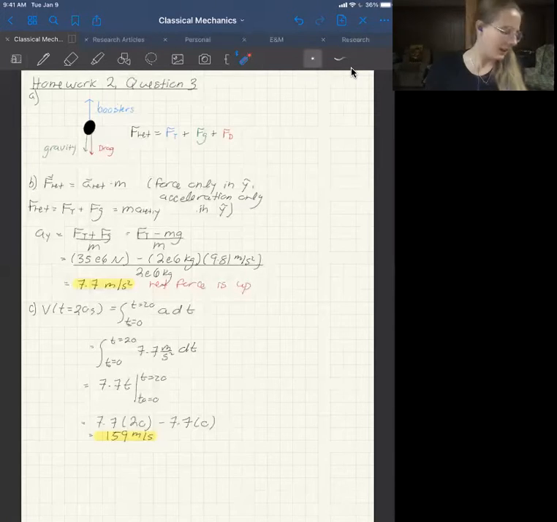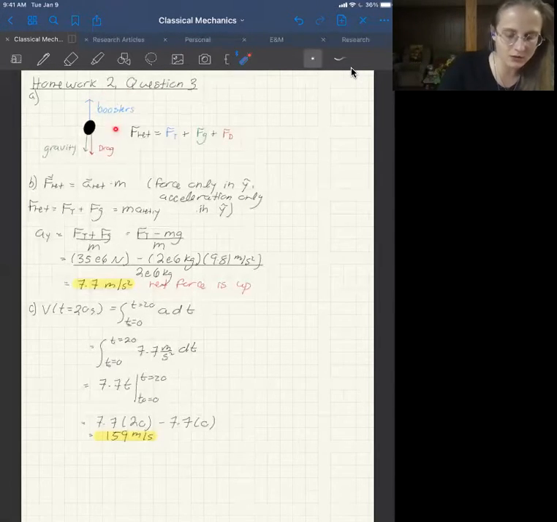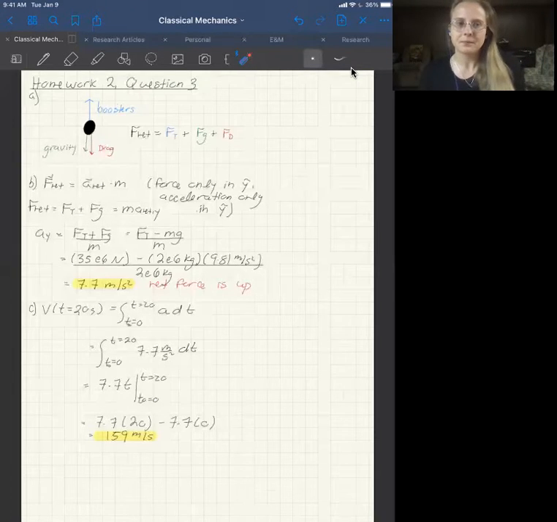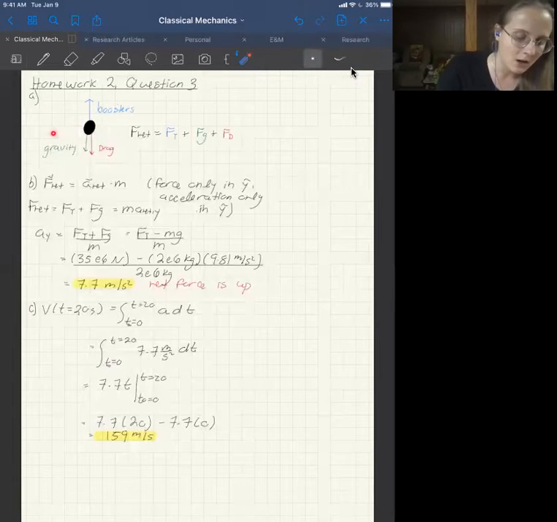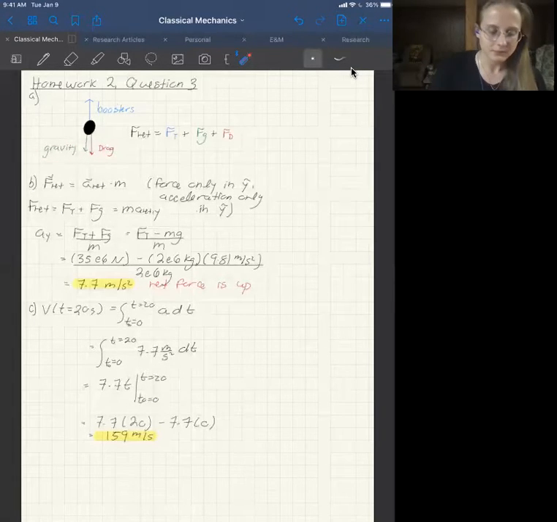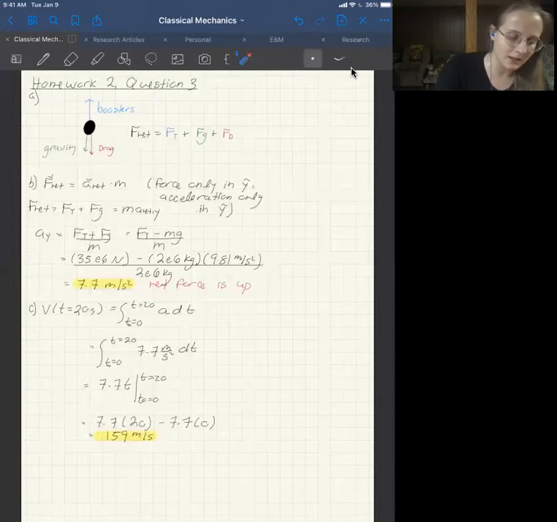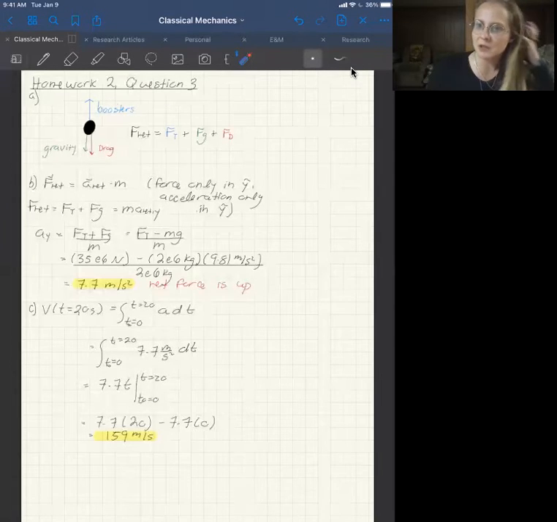The first one, and the only one in the upwards direction, is the force of the boosters, or the force of the thrusters. And then we have two forces opposing that force. We have gravity, which always points down. And then we have the drag caused by the air resistance of the rocket, pointing downwards as well. This is because the rocket is moving in an upwards direction, and drag has to oppose the direction of motion.